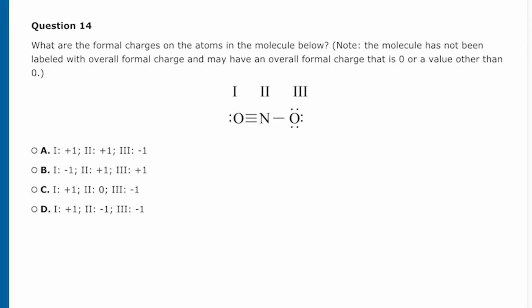So then we have answer choice A. Roman numeral 1 is +1 charge, Roman numeral 2 +1 charge, Roman numeral 3 a -1 charge. Answer choice B, -1, +1, +1. Answer choice C, +1, 0, -1. Answer choice D, +1, -1, -1.